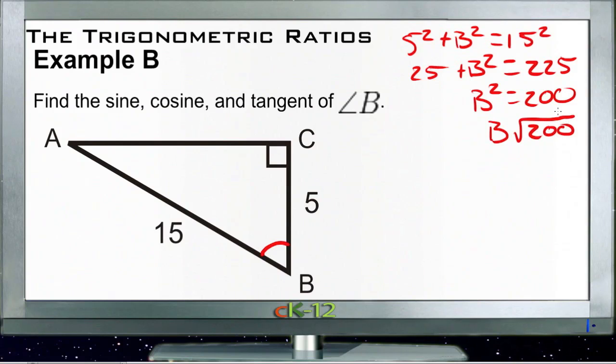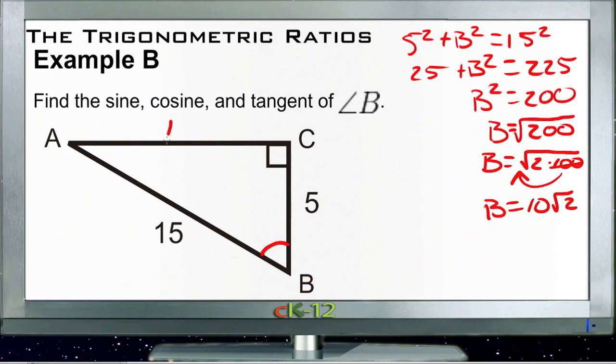Now we could run that through a calculator, get something like 14, or we could reduce that and say that b is the square root of 2 times 100, and the square root of 100 we know. So we can take this out and put the 10 outside, and we'll get b equals 10 square roots of 2. So we have 10 square roots of 2 up here. And now we can do our sine, cosine, tangent.